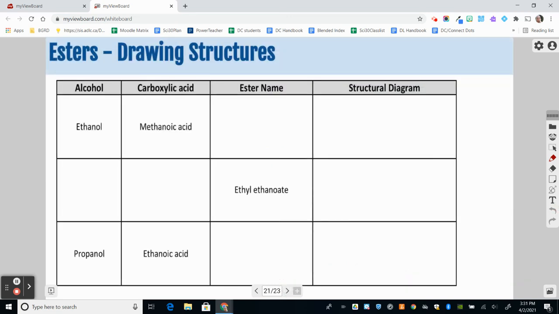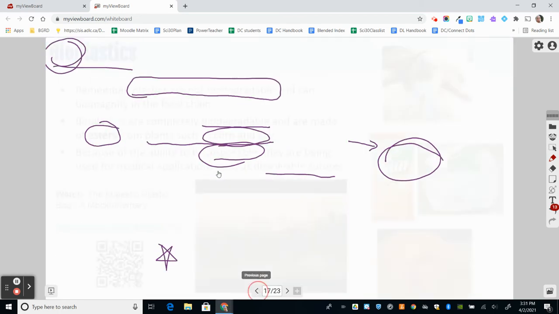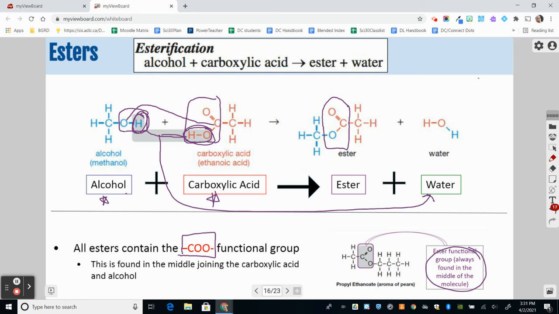Alrighty, so let's think about this. Here is another way of thinking about this. If you are given the alcohol and the carboxylic acid, how do you come up with the ester name? Well, remember, I'm just going to go back a couple pages here. Here we go. The alcohol is where you're getting the single bonded oxygen, the chain of carbons from the single bonded oxygen. So we're always naming the alcohol first, right? And then the carboxylic acid makes up the second part of the name.